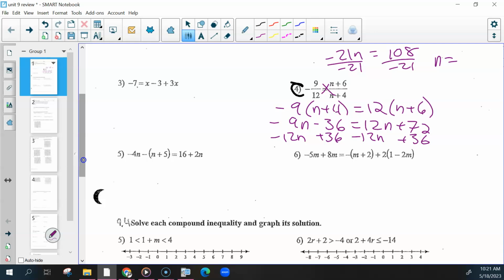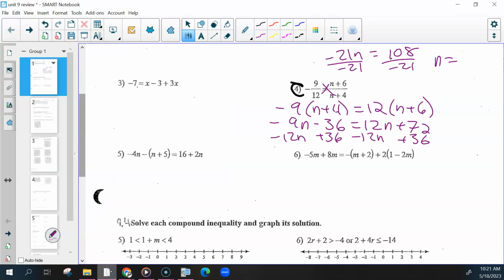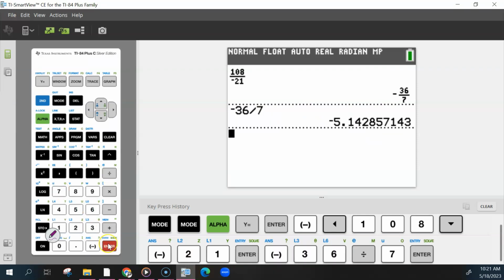So if I were writing the fraction, I could put it into my calculator, alpha y equals, put it in, and it would simplify to negative 36 over 7. Or if I wanted the decimal, I could divide that and get negative 5.14.